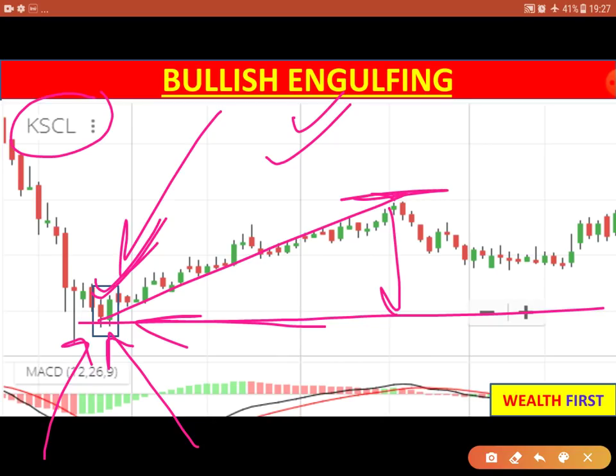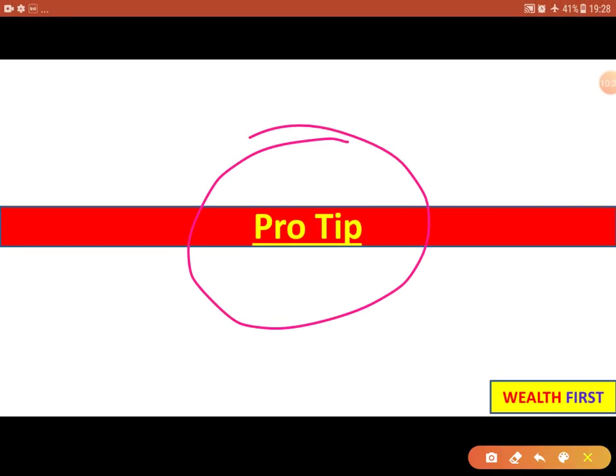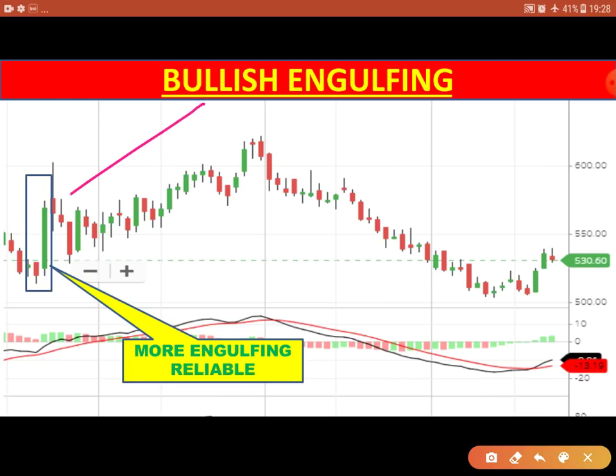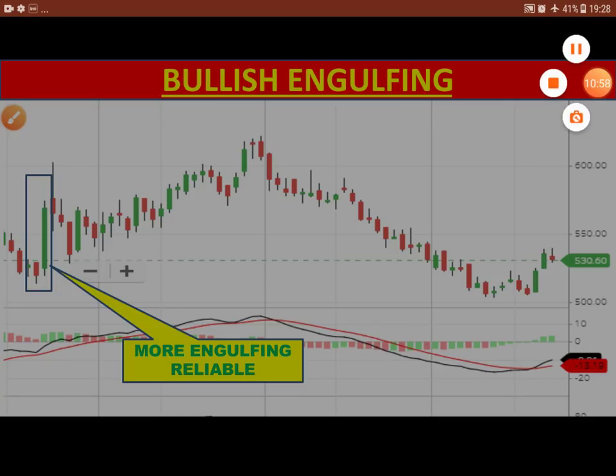So this is the kind of up move which you are looking for when there is an indication of a bullish engulfing pattern on a chart. Now, since you know what bullish engulfing is, I will give you a very smart pro tip. In case the next candle, which happens to be the bullish candle, is larger than the previous bearish candle, the more the engulfing, the bigger the size of the green candle, the better confirmation pattern it is. You can understand the kind of move it has given from here to this place. So the more the engulfing has been done, the more reliable the pattern is.